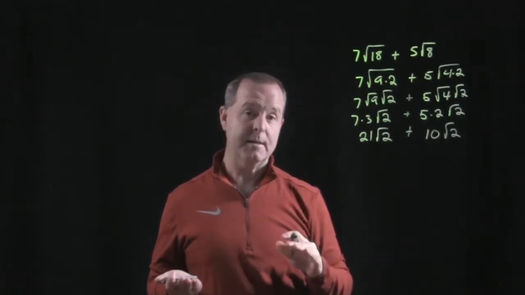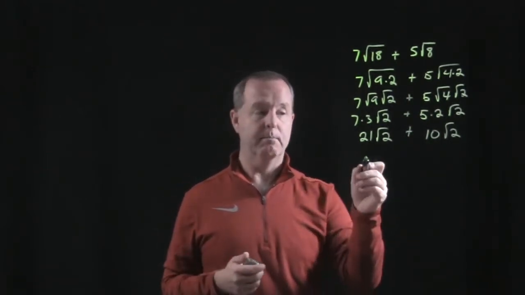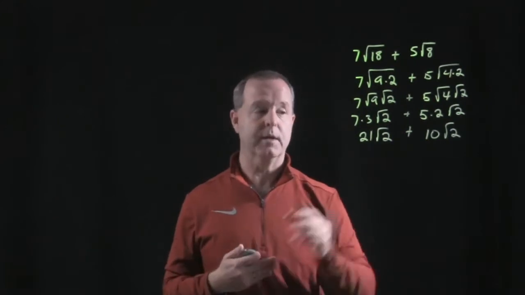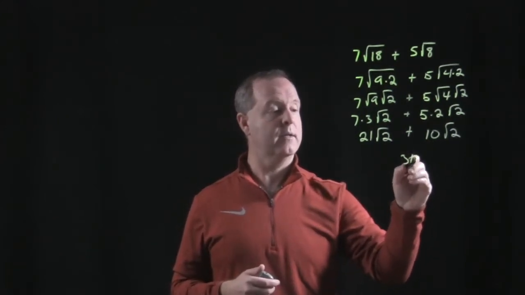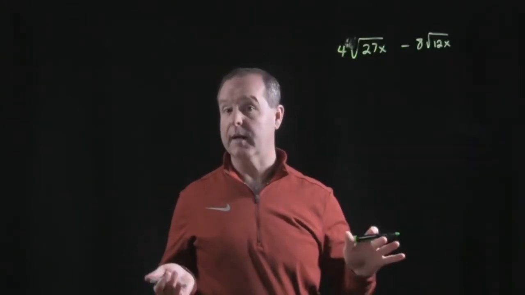Now that I simplified, I can combine. Both of them are in terms of root 2s. 21 root 2s plus 10 root 2s gives me 31 root 2s. Again, we might want to simplify before we combine.